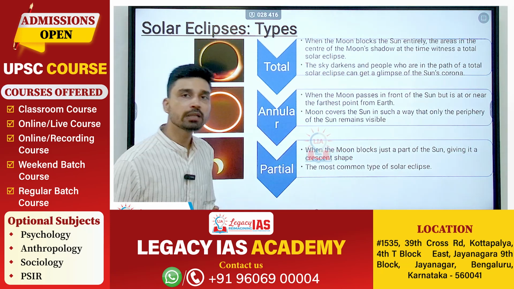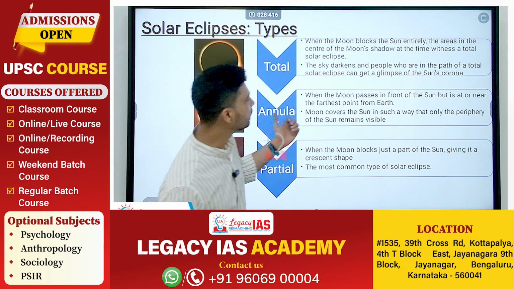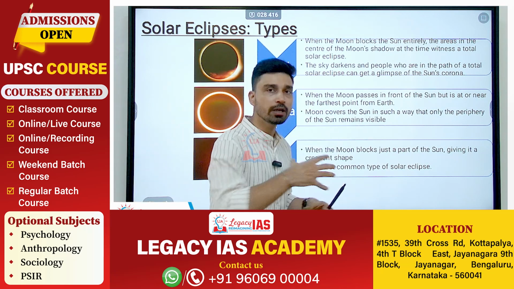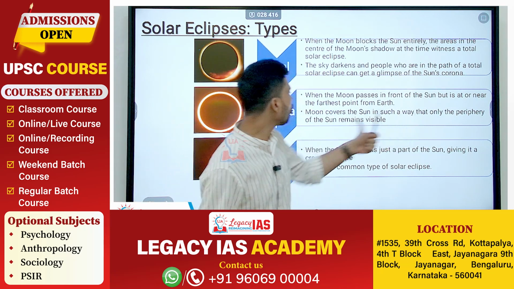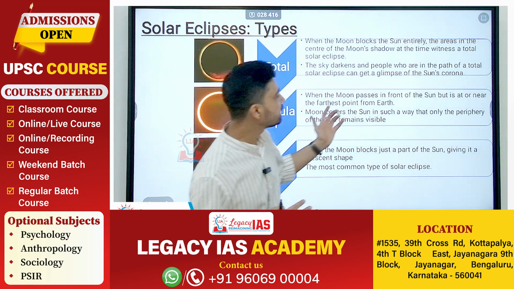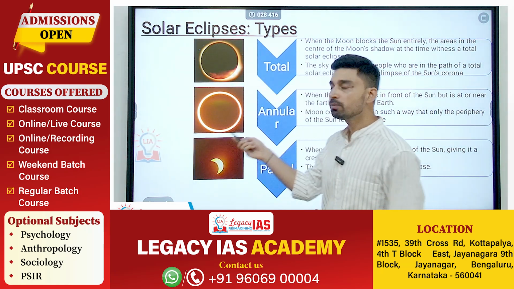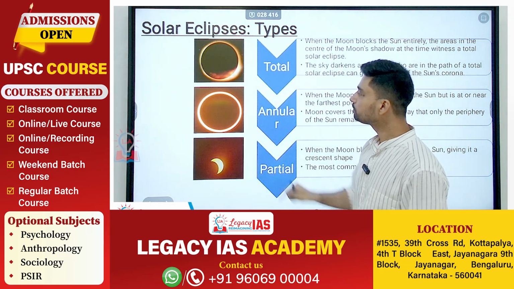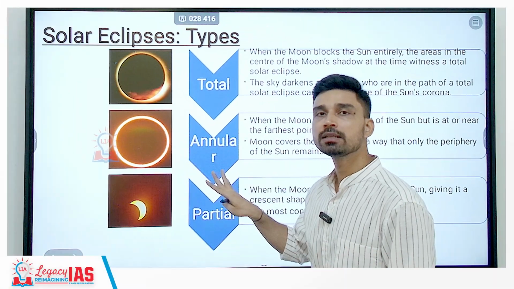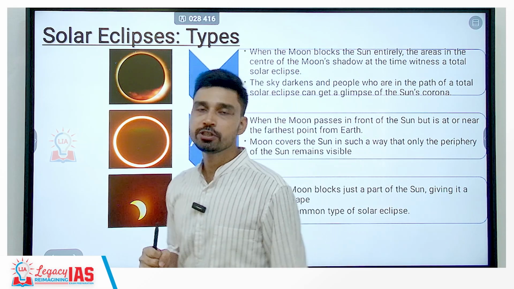Now coming back to the types of eclipse, we have the annular solar eclipse. An annular solar eclipse happens when the moon passes in front of the sun but is at or near the farthest point from the earth. In that case, the moon covers the sun in such a way that only the periphery of the sun remains visible, which we can see from this particular diagram. The moon has covered the sun, but only the outermost part of the sun is still visible from the earth.